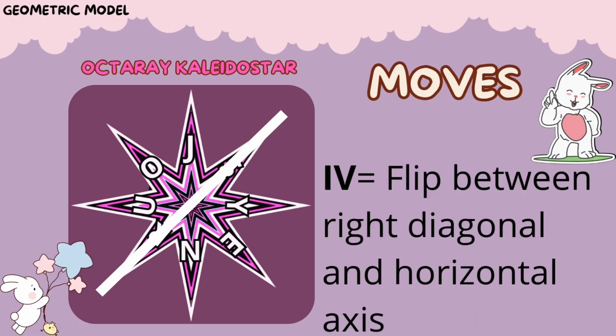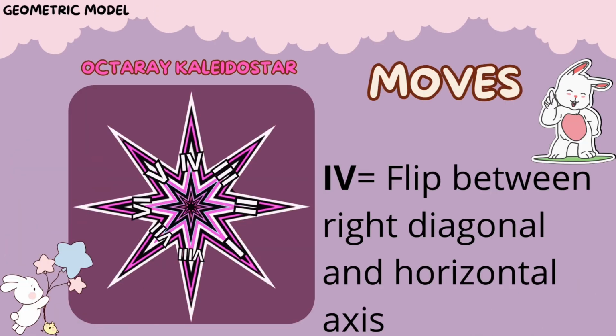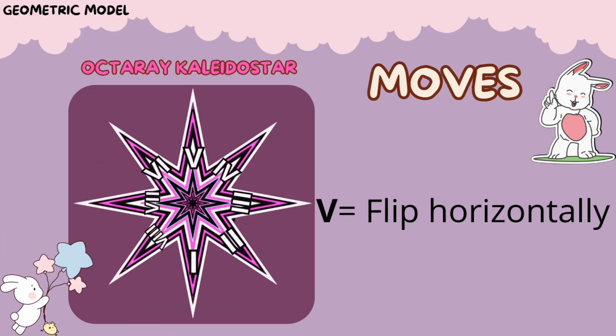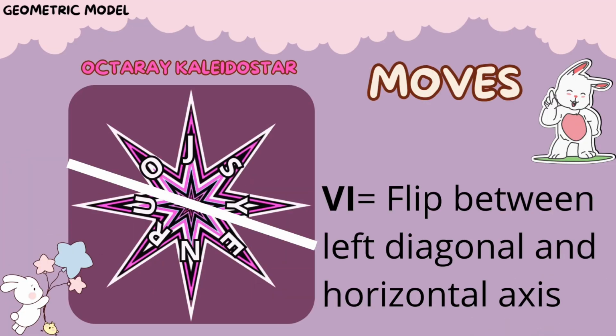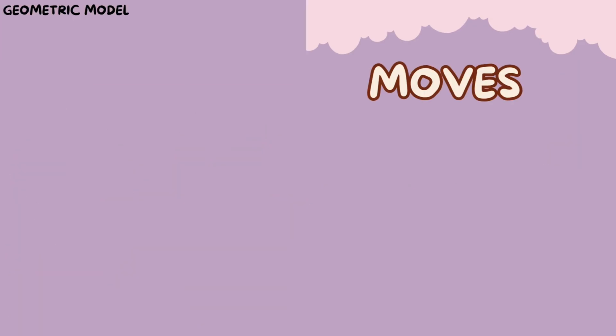And for Roman numeral 4, flip between right diagonal and horizontal axis. Then we will get this one. And for Roman numeral 5, flip horizontally. Then we'll get number 5 on the top. And for 6, we need to flip between left diagonal and horizontal axis. Then we will come up with number 6 on the top.